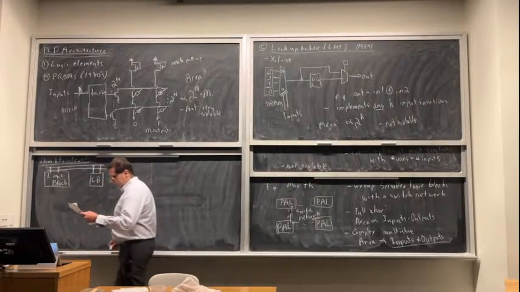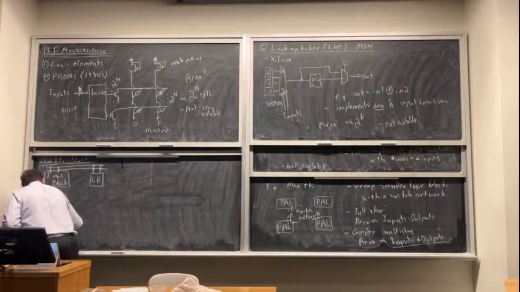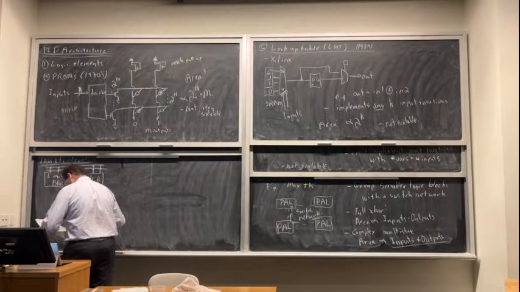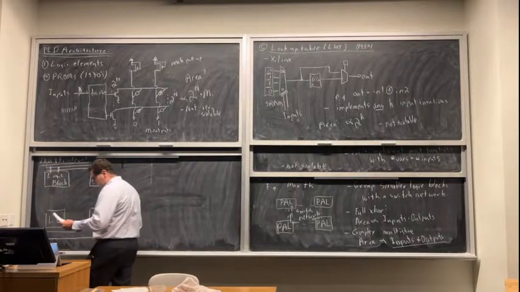If I want to make a bigger chip, I repeat this structure. So I make 2 more logic blocks down here. Those logic blocks need to be able to talk to each other, so I make 2 more routing wires.